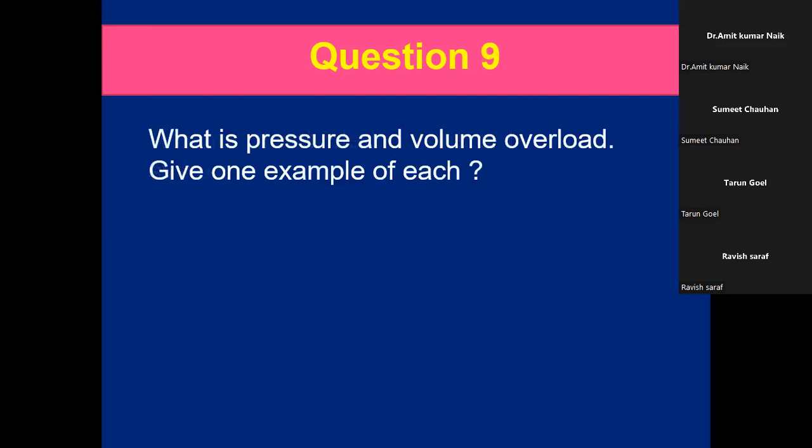What is pressure overload? What is volume overload? Pressure overload means when the left ventricle tries to eject against resistance. Example would be aortic stenosis. And when there is leaking of blood, more blood, volume overload. Give me an answer on the right-hand side. On the right-hand side, pressure overload would be pulmonary hypertension. Volume overload would be any regurgitation.